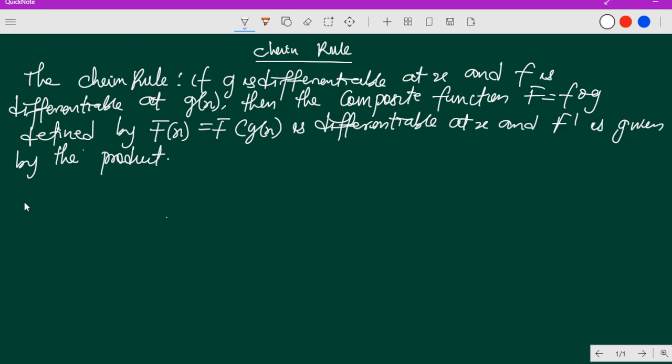So what is it explaining? The first term is the derivative of f, which gives you the first derivative, evaluated at g of x. You will not differentiate g of x; you will now multiply it with g prime of x.